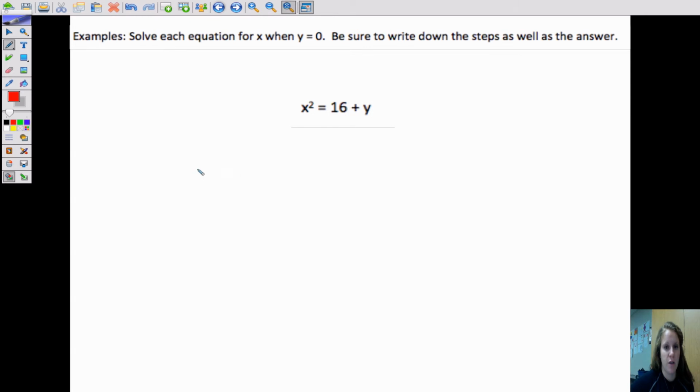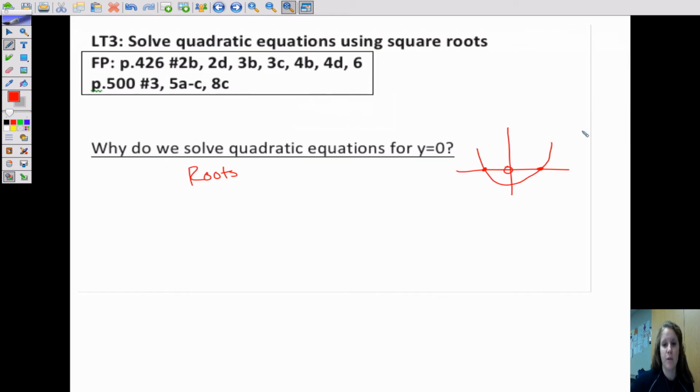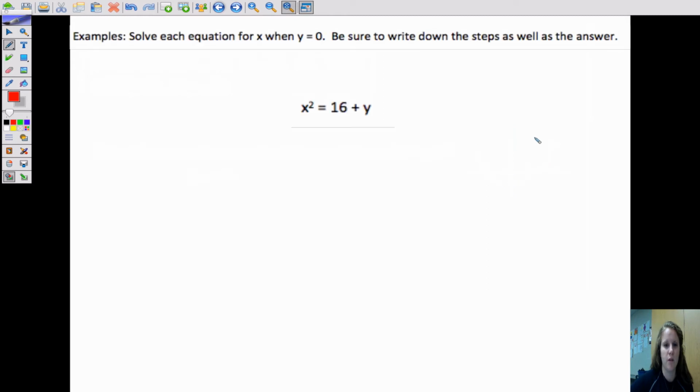Our first way to solve quadratics is going to be to use square roots. So you already know what the square root is, and that word root comes from these roots, the roots of a quadratic. So we're going to solve these equations when y equals 0. If we have x squared equals 16 plus 0, then we're going to try to get x by itself. We're already close because x squared now just equals 16.